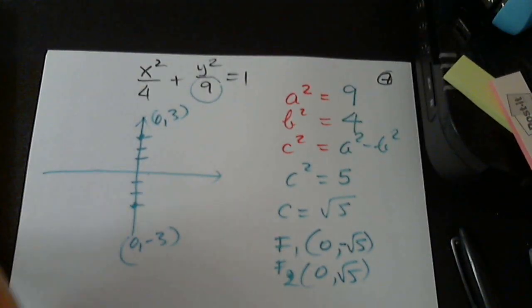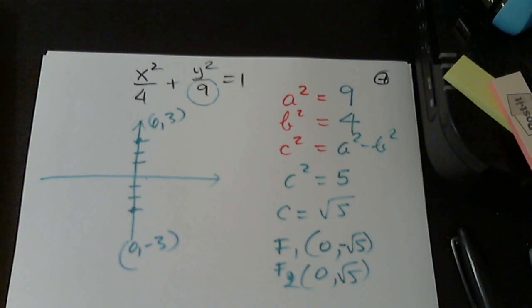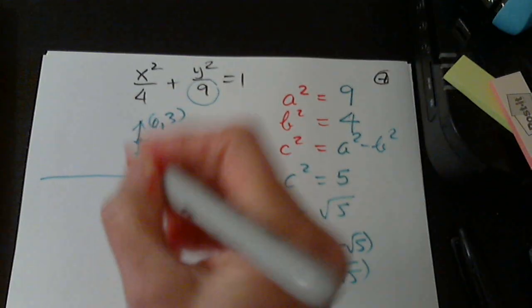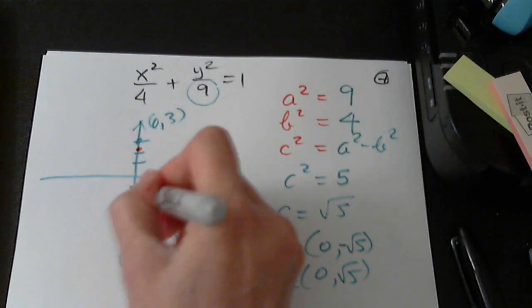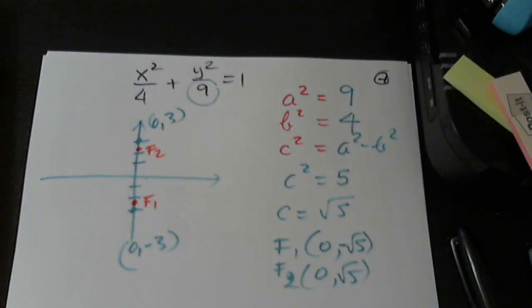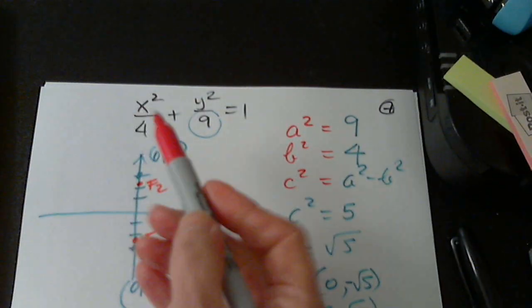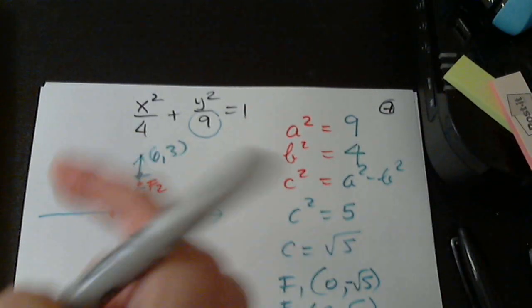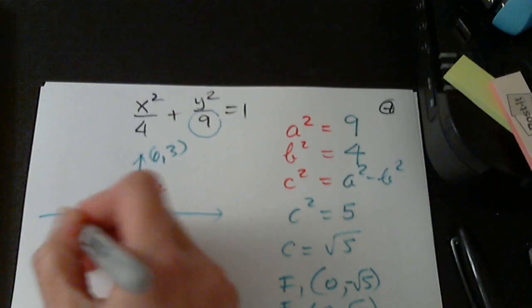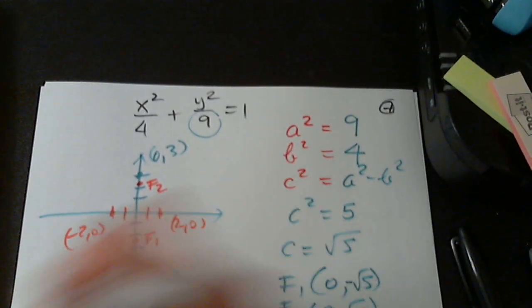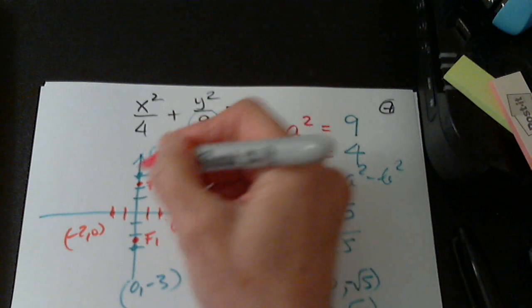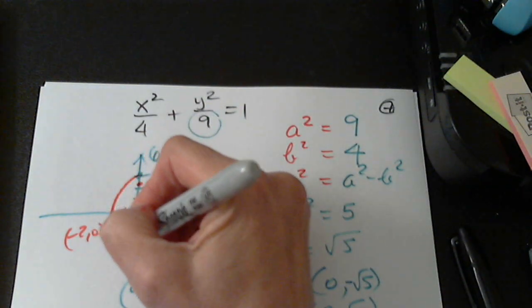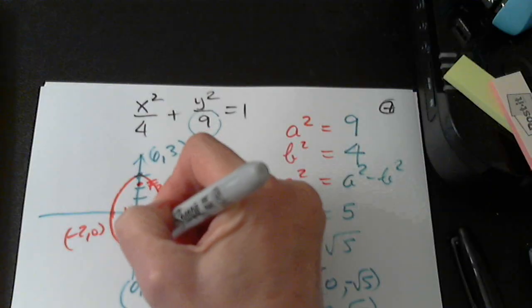What is the square root of 5? 2.2. So this is f1 and this is f2. What about b? Left and right, the square root of 4. 1, 2, 1, 2. This point, this point. This is negative 2, 0. This is 2, 0. And I have defined and analyzed the ellipse. So this is it.